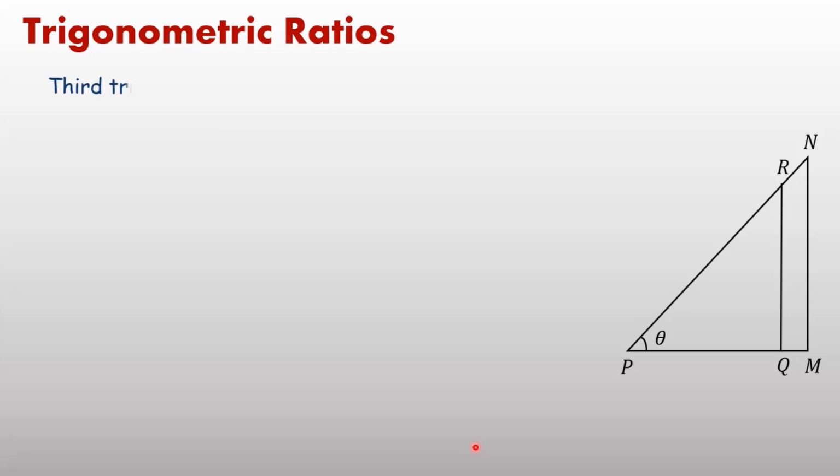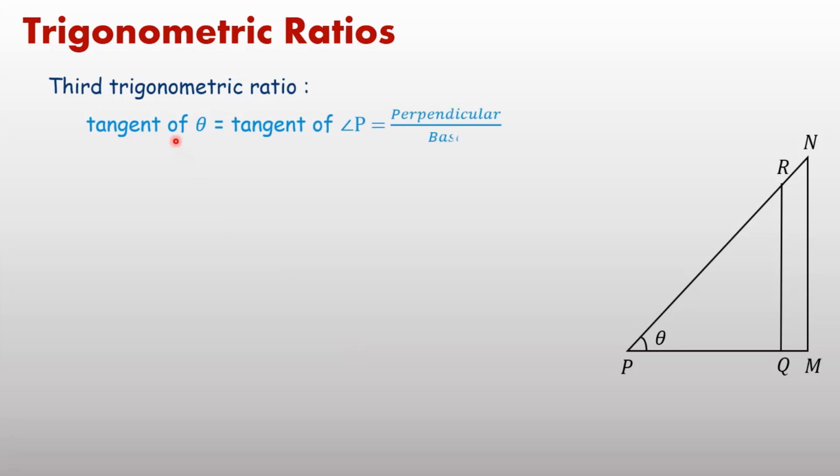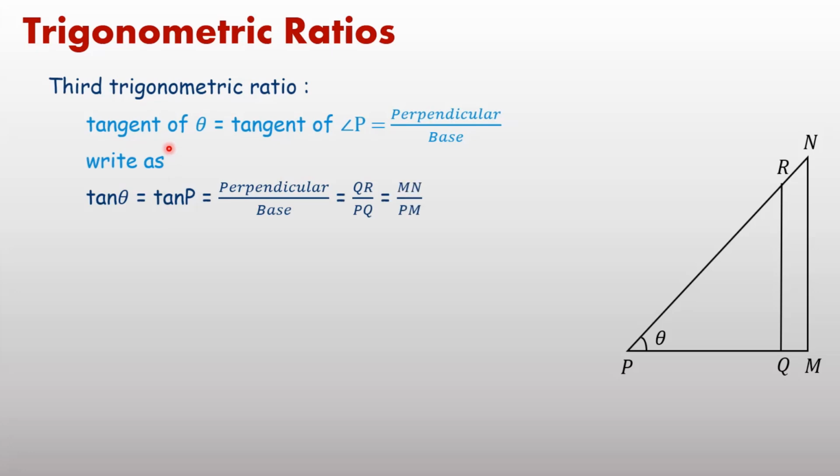Now next, the third trigonometric ratio, tan theta, which means tangent of theta. Tangent of theta or tangent of angle P represents the ratio of perpendicular and base of a right angle triangle. In short form we write the tangent of theta as tan theta, or tangent of angle P as tan P, where theta represents angle P, equal to perpendicular upon base. Perpendicular is QR and base is PQ, so QR upon PQ equals MN upon PM.